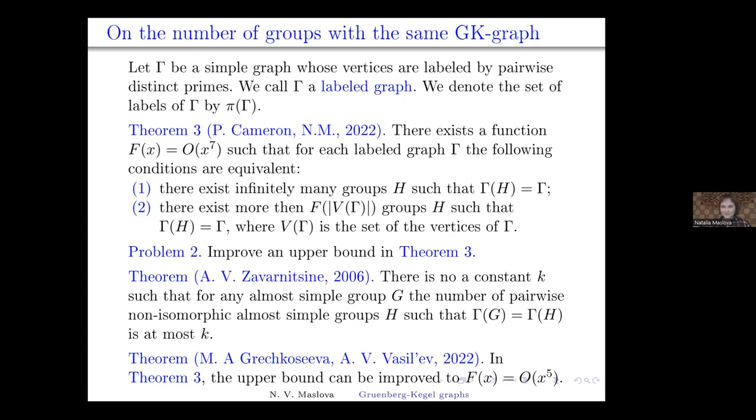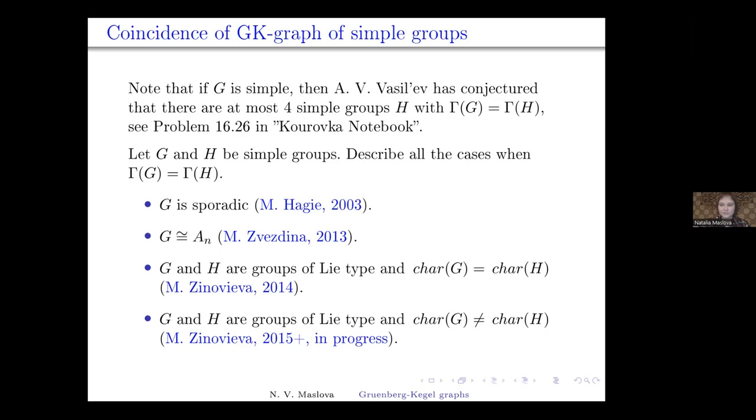What about some more exact cases, more partial cases? Andrei Vasilyev conjectured that there are no more than 4 finite simple groups with pairwise coinciding Gruenberg-Kegel graphs. Our result was for almost simple groups, but if we consider finite simple groups, there are no more than 4 cases of finite simple groups with pairwise coinciding Gruenberg-Kegel graphs. And this conjecture was investigated.